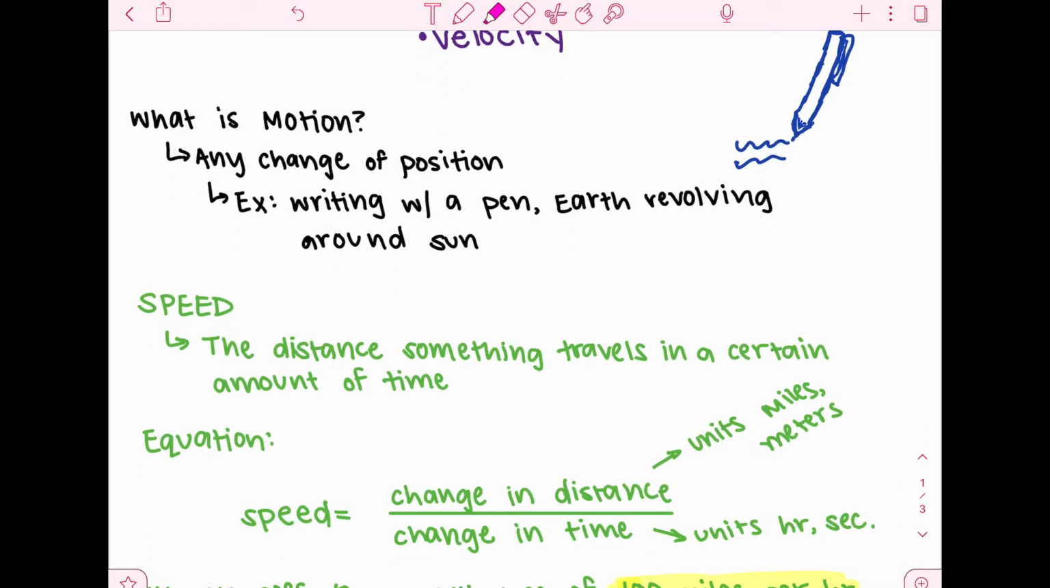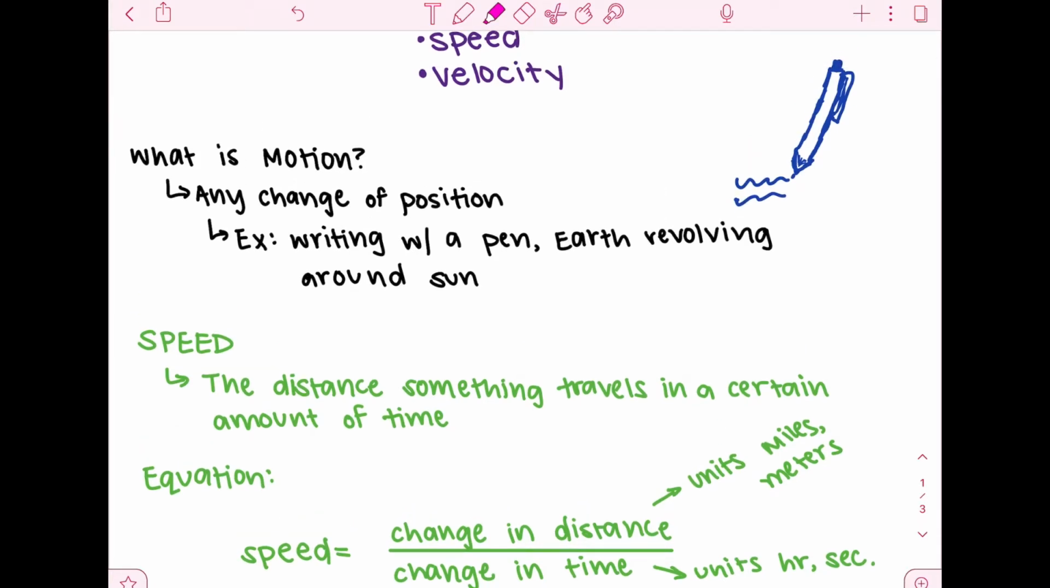Motion is any change of position. Some examples include writing with a pen, or even the earth revolving around the sun. So clearly motion encompasses a range of things, from the simplest things to one of the most complex things. The main idea is that if there is a change of position, that is in motion.